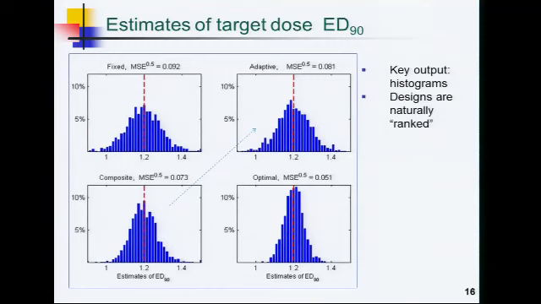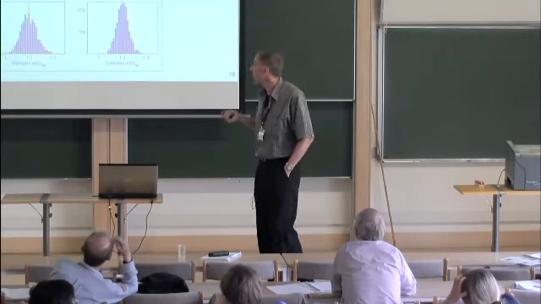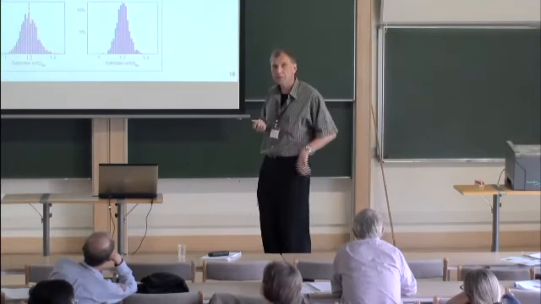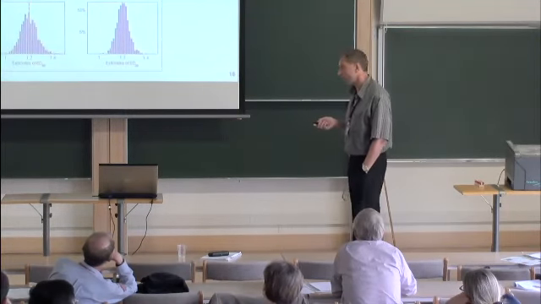We created, again, operating characteristic histograms of doses ED90, which were selected from 4 different methods: fixed dose escalation, adaptive, composite, and locally optimal. You see that, of course, locally optimal is the best, but when you compare composite and adaptive, the loss in mean squared error is actually not that big. It's about 10%. So again, adaptive design recovers the information rather quickly.